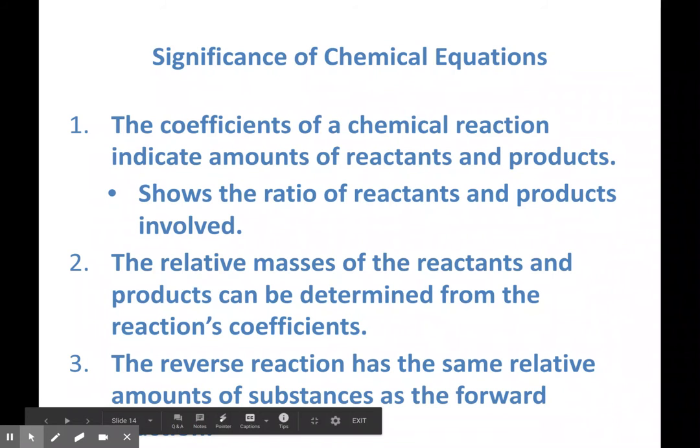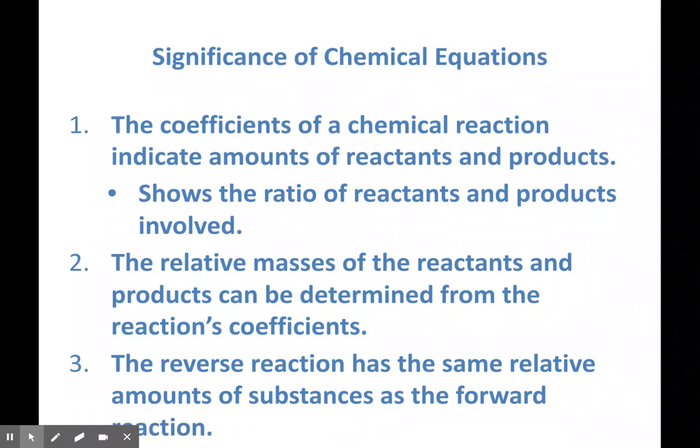So some things about a chemical equation that are important. They're going to show us what substances are needed for a reaction and what is produced. It will show us the ratio of the substances that are needed to the substances that are produced. It'll show us the masses of those, and we'll use the coefficients to determine some of these things, and whether there is a reverse reaction.